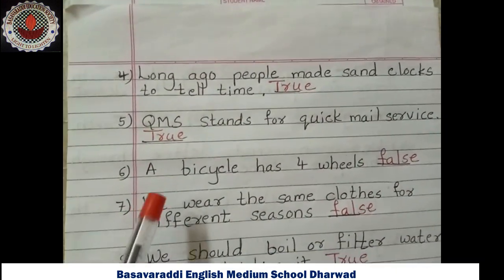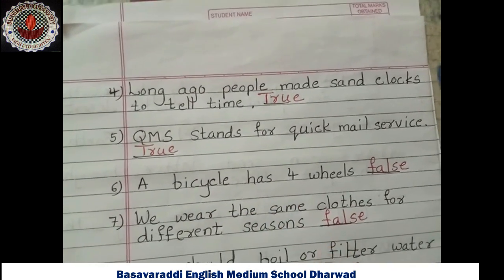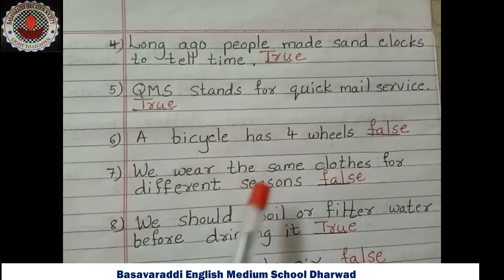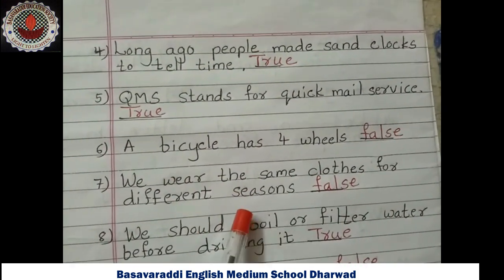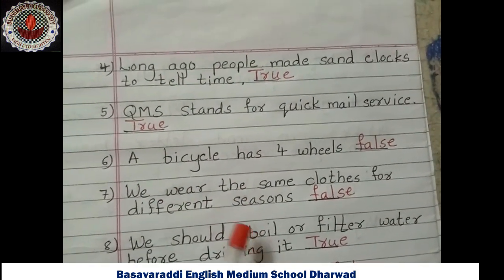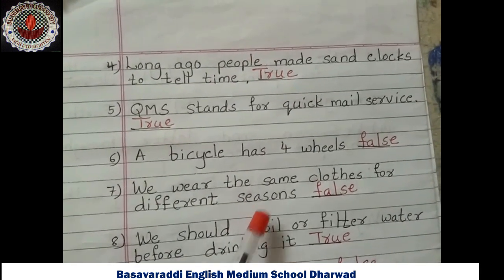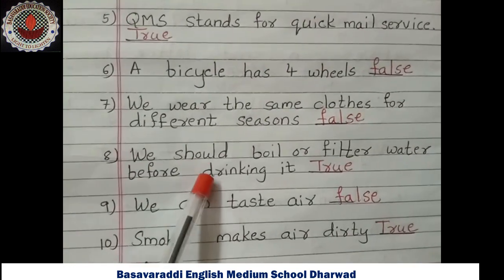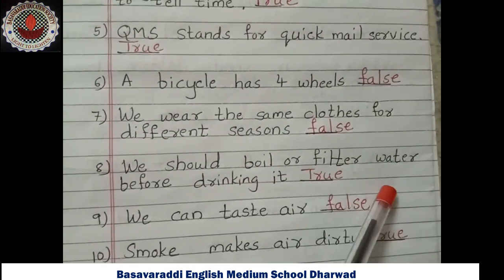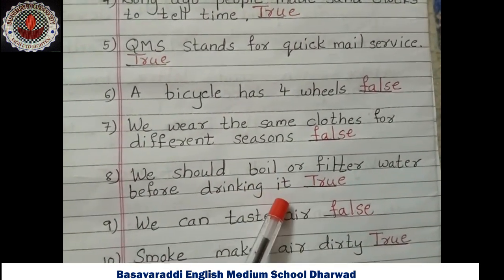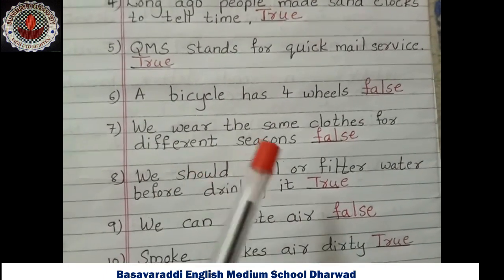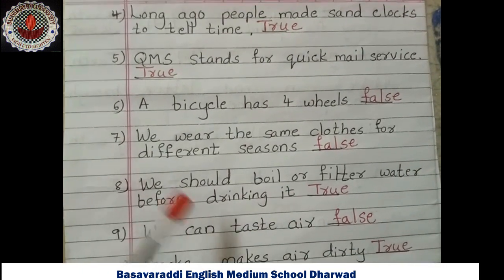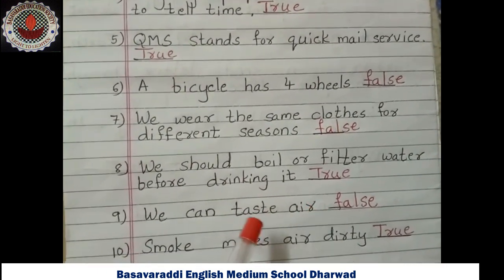True. A bicycle has four wheels. No, so this is false. We wear the same clothes for different seasons. No, we are not wearing the same clothes in different seasons. So this is false. We should boil and filter water before drinking it. Yes, we should boil and filter the water, and afterwards you have to drink the water.